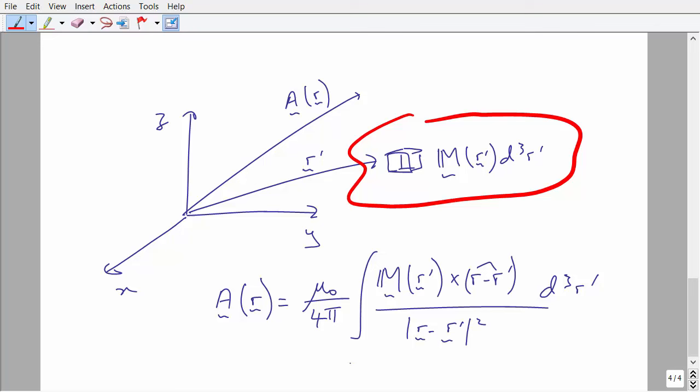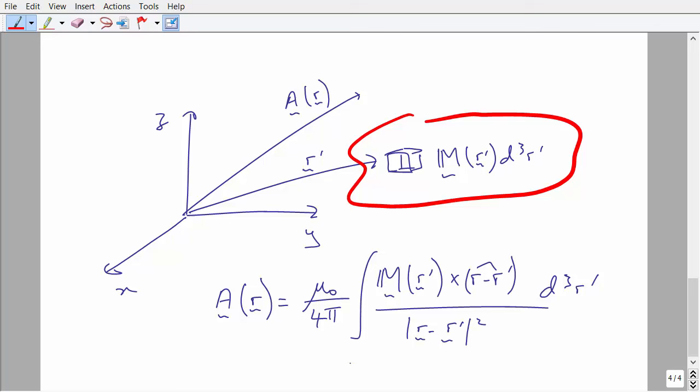Once we know that, we integrate over the full material, and our expression then for A at r becomes the following. Right, so this m times d3r prime is the dipole moment. This r prime is the location of the element, r is the location of the point of observation, and we divide by the square of the distance.